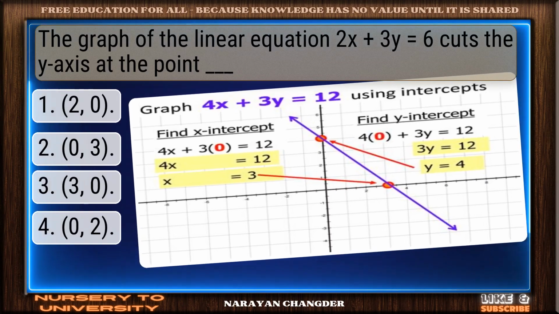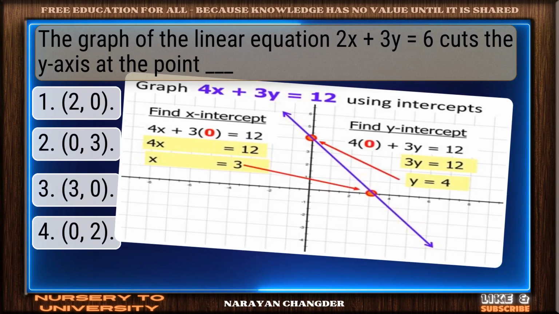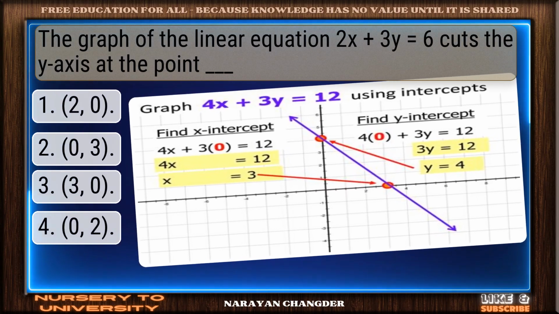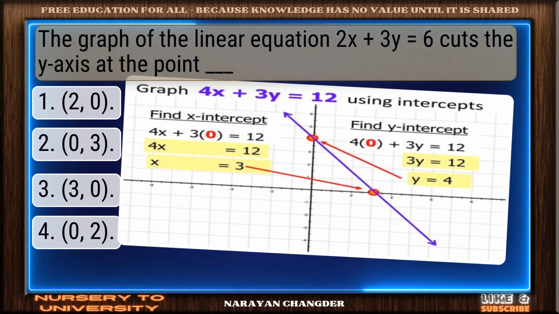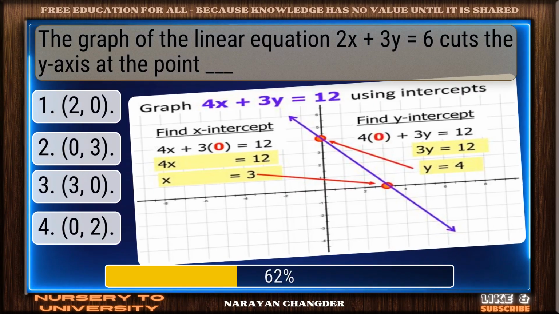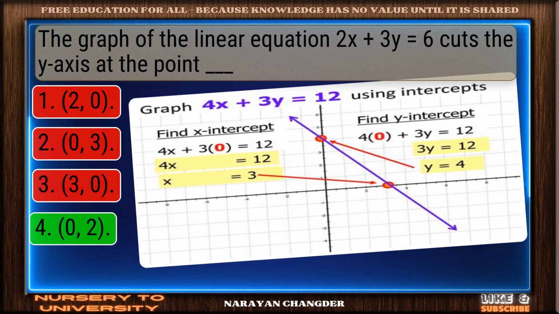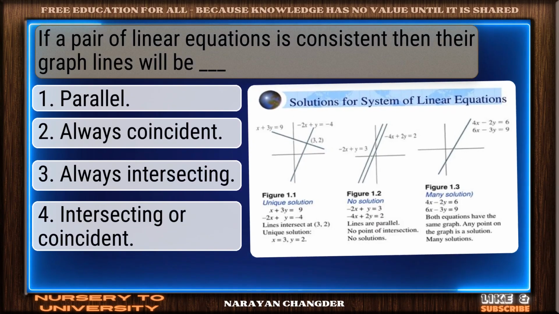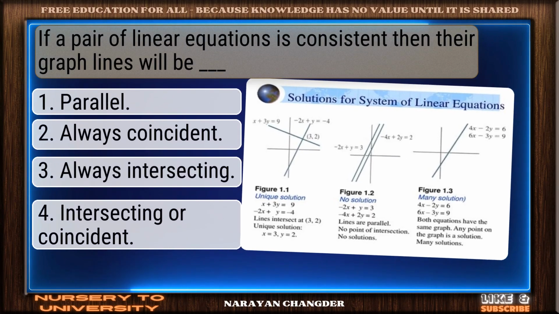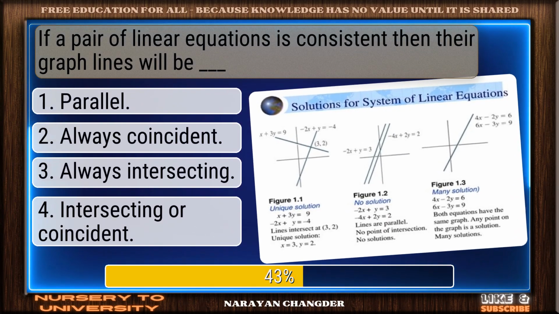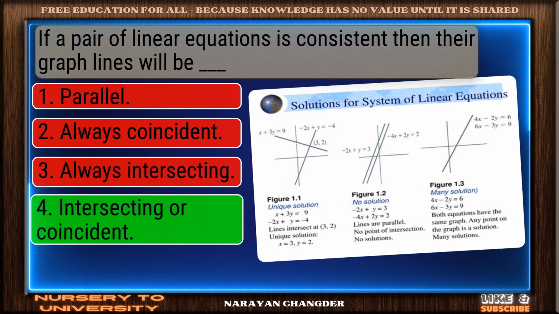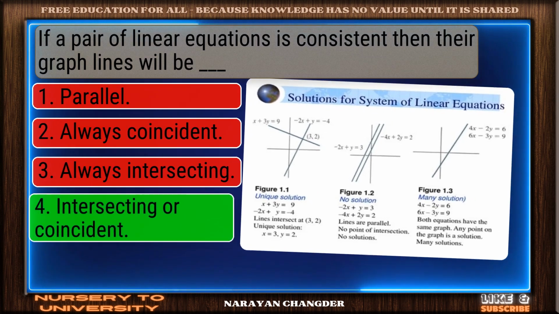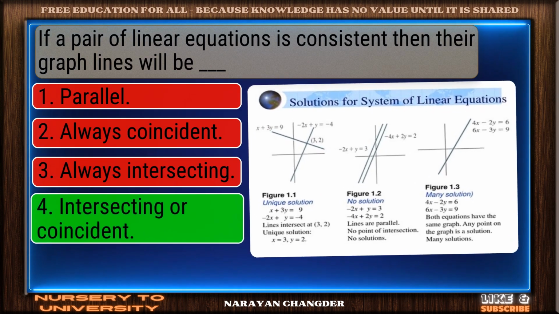The graph of the linear equation 2x plus 3y equal to 6 cuts the y-axis at the point dash. Correct response is accurate. If a pair of linear equations is consistent, then their graph lines will be dash. Well reasoned. Intersecting or coincident is correct.